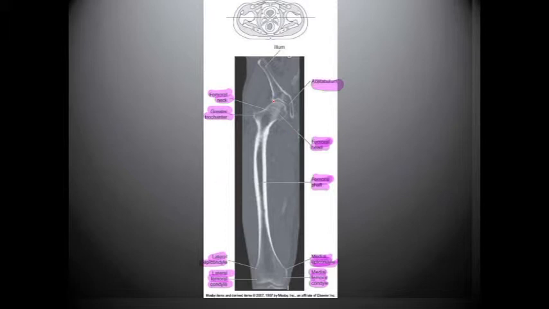So here we have the femur again, we have the acetabulum, the hip joint here, femoral head, femoral neck, greater trochanter. We don't see the lesser trochanter because it is in profile. The body of the femur, we get down to the medial epicondyle, the lateral epicondyle, lateral condyle, medial condyle.